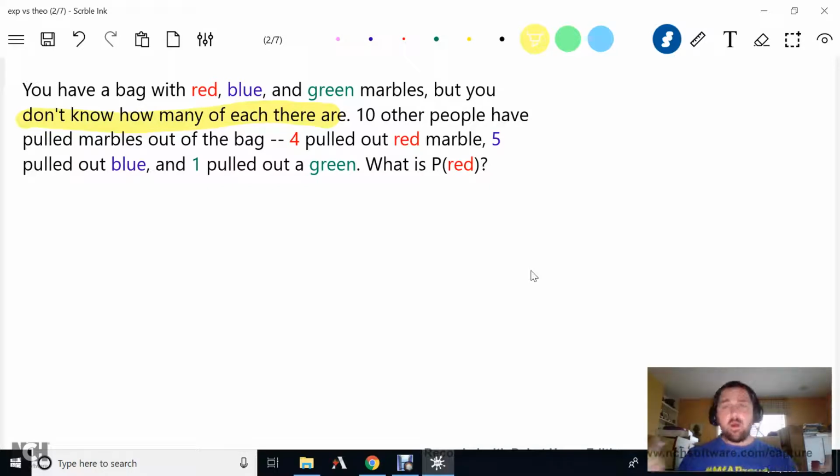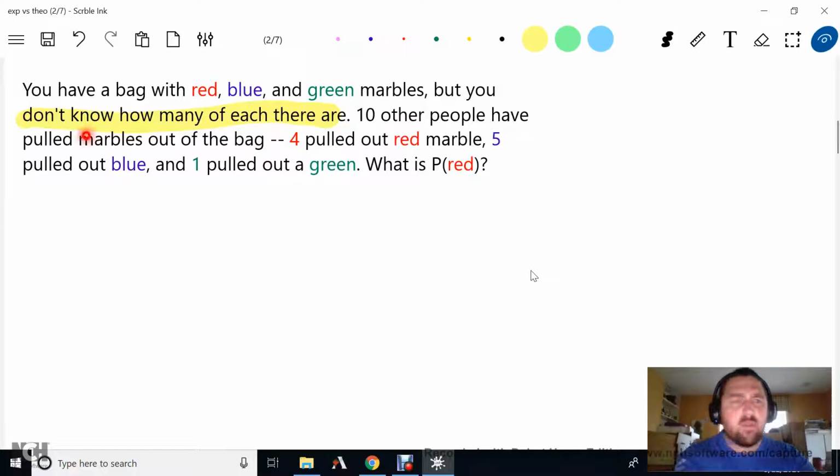Well, 10 other people have pulled marbles out of the bag. Four pulled out red marbles, five pulled out a blue, and one pulled out a green. So the idea is other people are doing this game where they pull a marble out and say, oh, I got red. What is the probability of red? So how can we answer this question?